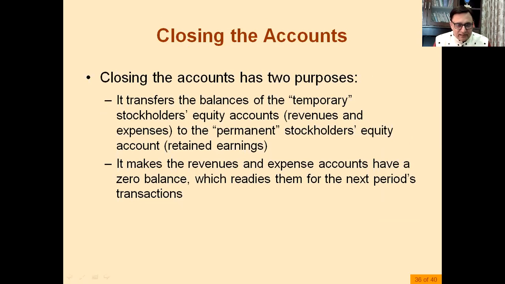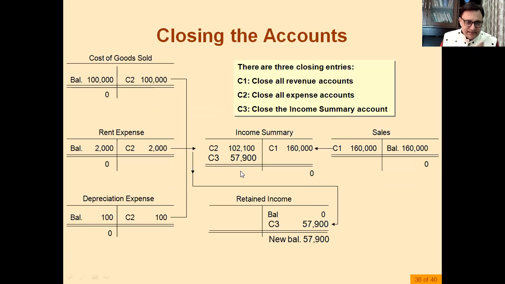So once the closing of the accounts has happened and the trial balance has been prepared, it transfers the balances of the temporary stockholders' equity accounts to the permanent stockholders' equity account, and it makes the revenue and expenses accounts have a zero balance, which readies them for the next period's transactions. So at the end of the year, when we balance the revenue and expenses accounts, they will be treated as zero balance because they will be transferred to the trading and profit and loss account. So in the next year, we will start afresh and open the new accounts.